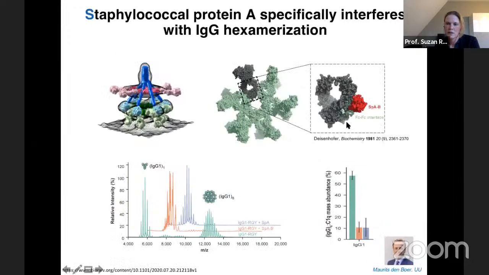And when we looked into the crystal structure of one of these SPA domains in contact with IgG, we noticed that protein A binds exactly at the same spot where antibodies need to come together to form these antibody platforms. So obviously we started wondering whether maybe Staph aureus evolved this protein specifically to prevent this IgG hexamerization process. So we started a collaboration with the group of Albert Heck, also in Utrecht, and we started doing mass spec experiments. These experiments were done by Maurits den Boer, who's a PhD student in the group of Albert.